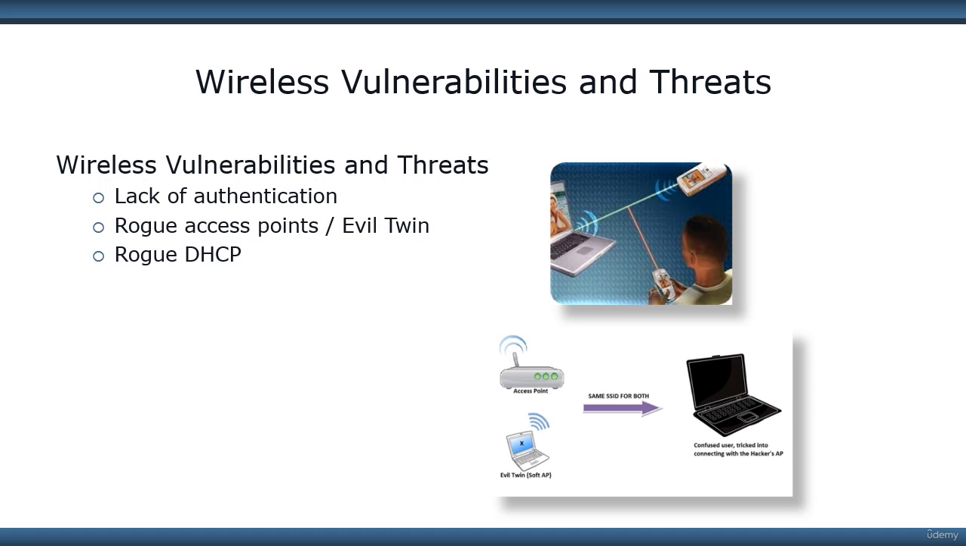In some cases we have rogue access points. Rogue access point and evil twin are technically the same thing. They basically mimic the legitimate wireless access point in an attempt to get people to connect to it. Once they're connected to my rogue access point, then they're potentially connected to other attacker systems that can steal data from them. And rogue DHCP is very similar as well.